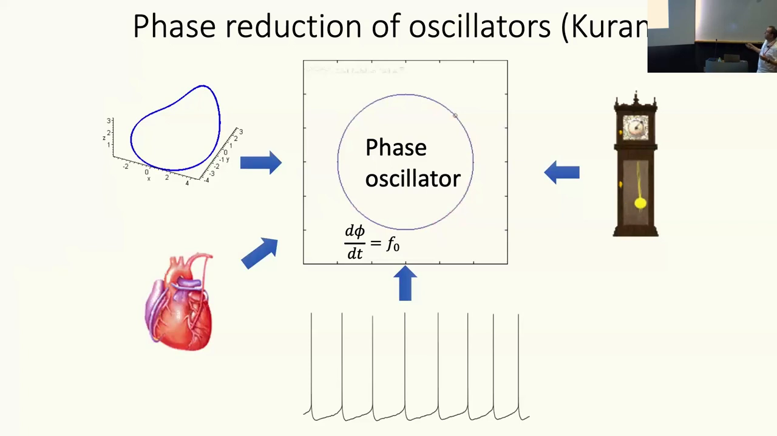This is a general, universal method. One of the first people who developed it was Professor Kuramoto here in Japan, who described this phase reduction method. Take any kind of oscillator, a clock, a heart, some sort of limit cycle in a physical system, and you can reduce it. If it has this limit cycle, then you can describe it as a phase oscillator.